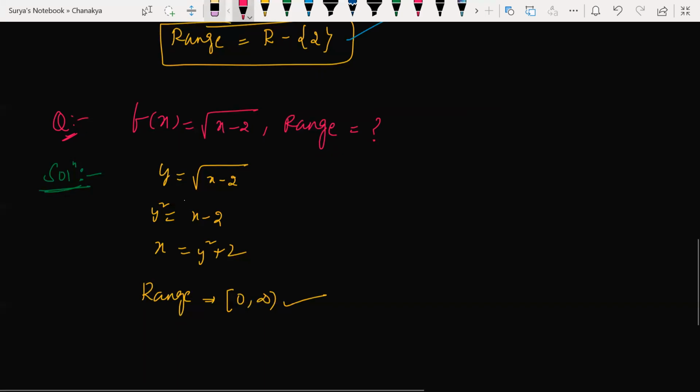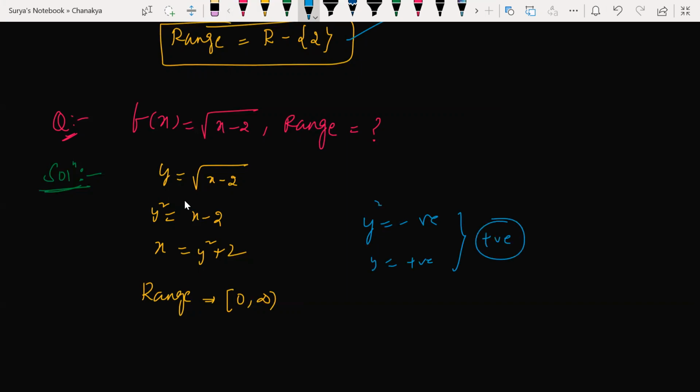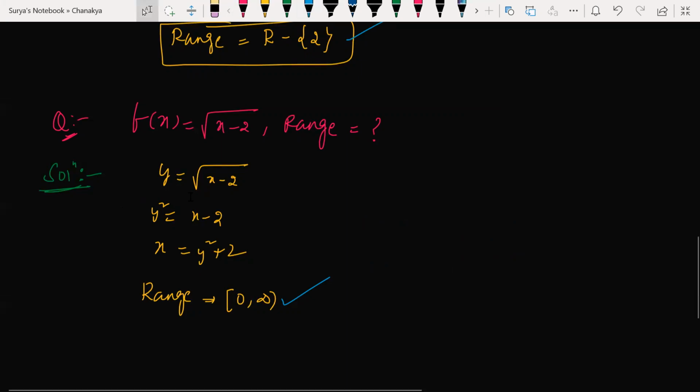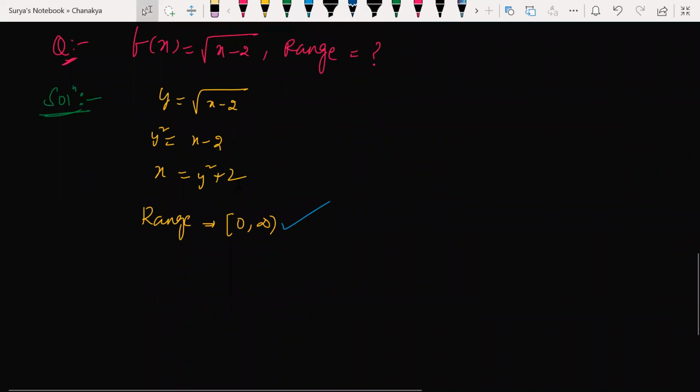So, sir, why can't we include negative values here? Why? Because, beta, y square, whatever the value of y, even a negative value, gives you a positive value at last. Why? Because you have a square here. Getting my point? If you substitute negative or positive, y square makes positive only. So the range is only positive values, from 0 to infinite. Any doubts, guys? No, sir.